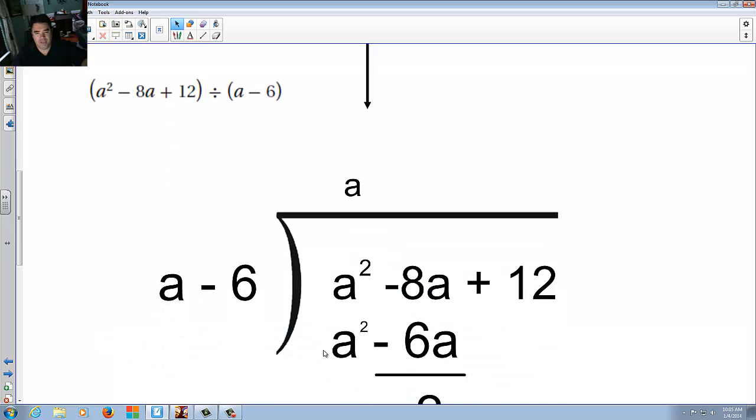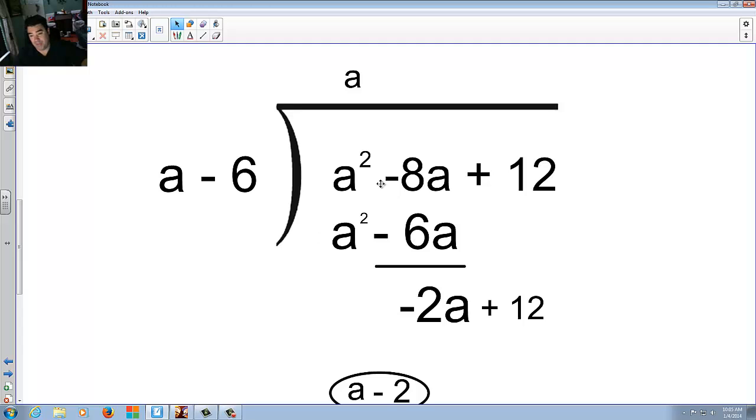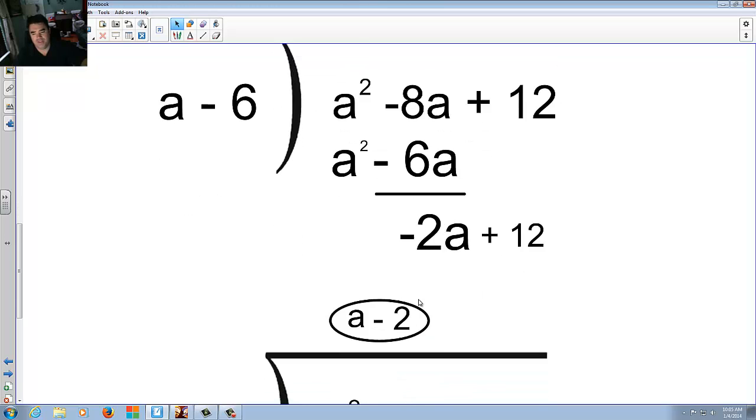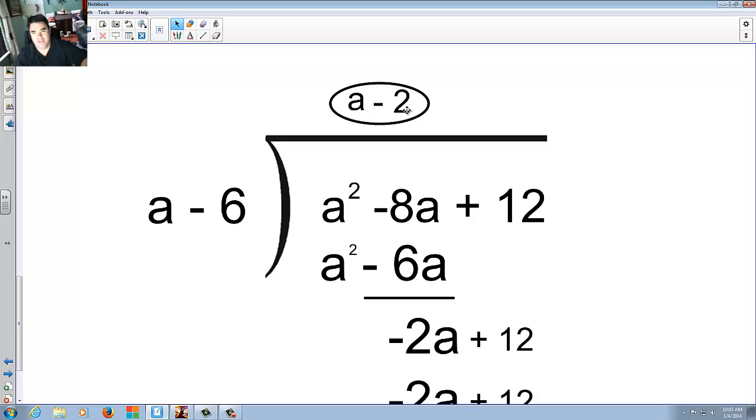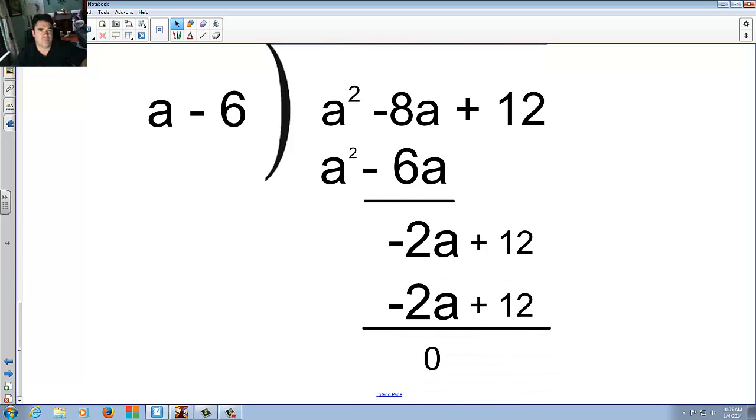So a times a is a squared. A times negative 6 is negative 6a. Remember that they're actually minusing, not adding. So it's really just negative a and plus 6. These cancel. Negative 8 plus 6 is negative 2. Plus 12 comes down. I'm going to take negative 2 times a to get the rest. Negative 2 times a is negative 2a. Negative 2 times negative 6 is plus 12. Remember, we're actually minusing them, so they cancel and leave 0.